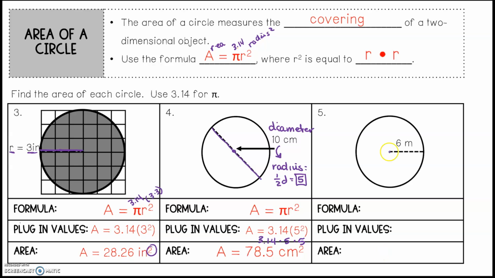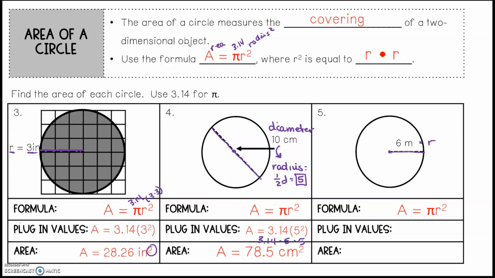In number 5, we are given a radius. It goes from the center to the edge. It's halfway across. This is the r. I don't have to do anything to this. Only when I get a line that goes all the way across, I need to take half of it to work for area. Okay, the formula is A equals pi r squared.